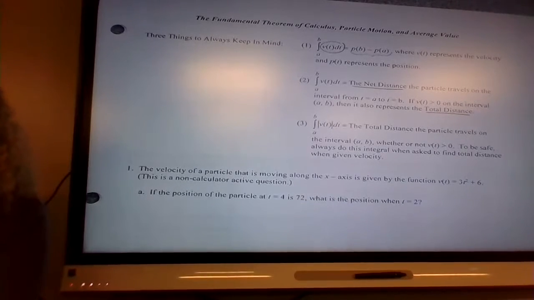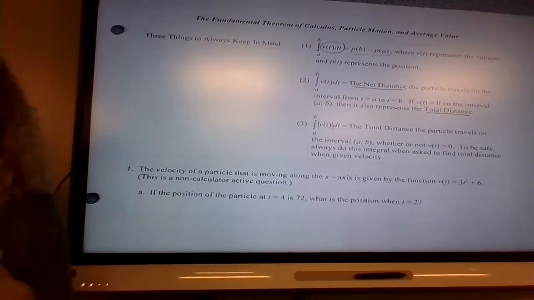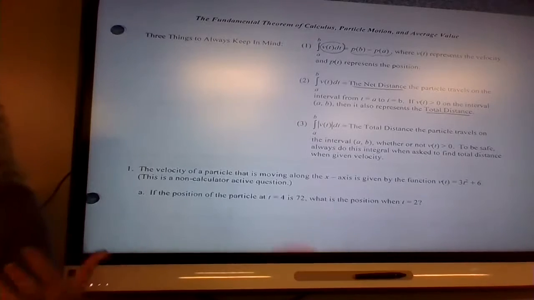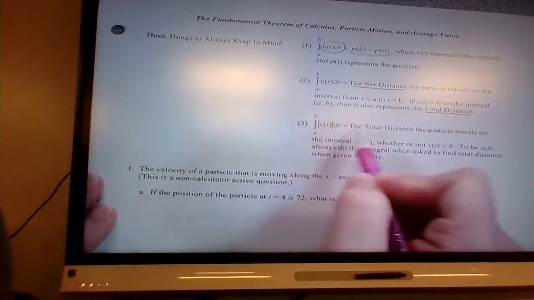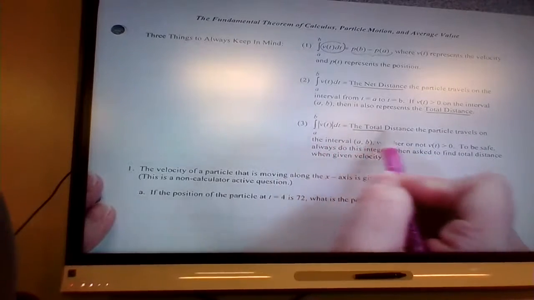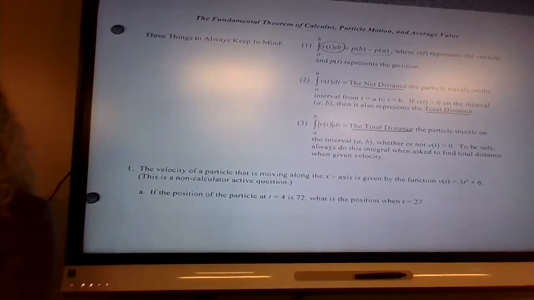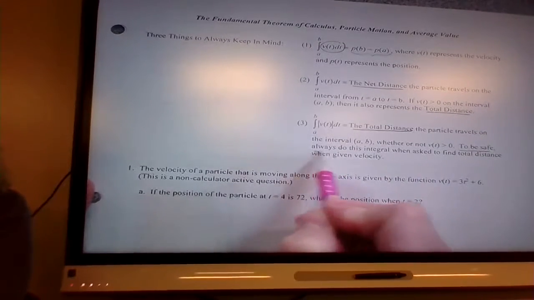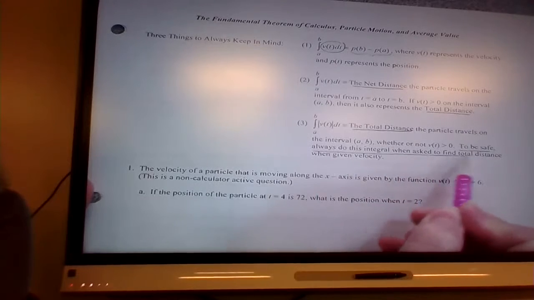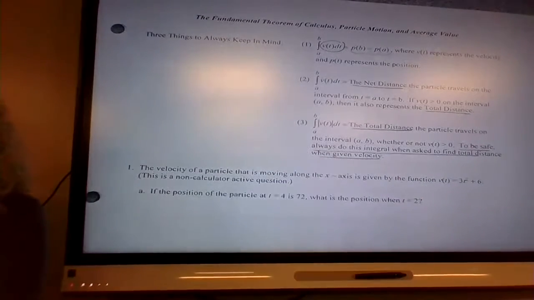Now, if you need total distance and you're not sure if it was always greater than 0, you don't know if it went back and forth, then we need the absolute value for the total distance the particle travels. And here's a good hint to be safe. Always do this integral when asked to find total distance when given velocity. Always.